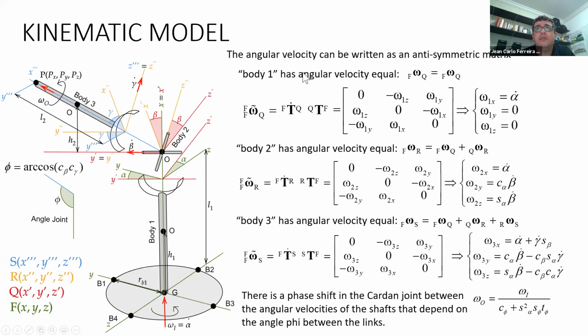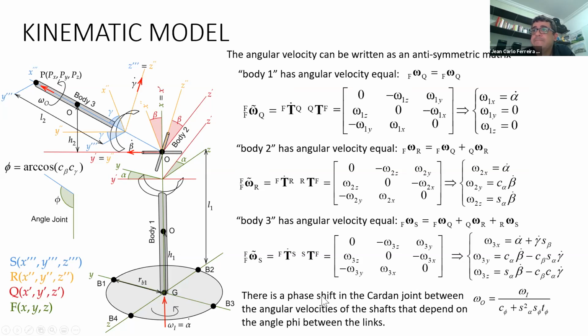Then it's possible to calculate the angular velocity. As an antisymmetric matrix, we can calculate the angular velocity of body 1 with this expression. Body 2 has angular velocity equal to this expression, and body 3 has angular velocity equal to this expression. This is omega 2, a notation of my advisor.